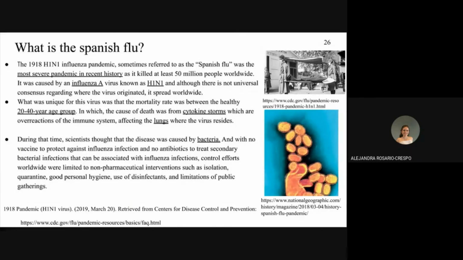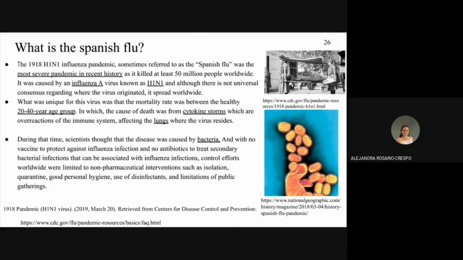What was unique about this virus was the mortality rate among the healthy 20 to 40 age group. In most cases, as we can see from the coronavirus, it affects people with compromised immune systems or of an elder age. This is due to the fact that this virus specifically resided in the lungs, provoking the immune system to send macrophages and white blood cells to the lungs. With healthy immune systems, that became very overwhelming and caused what they referred to as cytokine storms, which was the main cause of death by that infection.